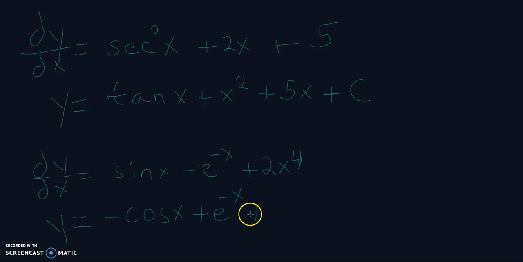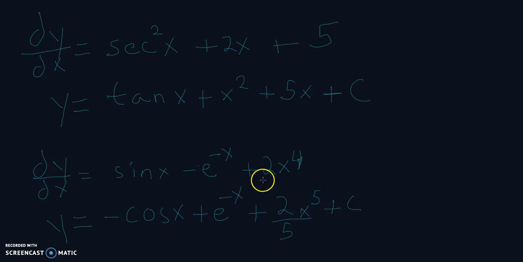And the antiderivative of this will be, you have to add 1 to the power and then divide by whatever the new power is. So in this case, it will be 2/5 x to the 5th plus c.